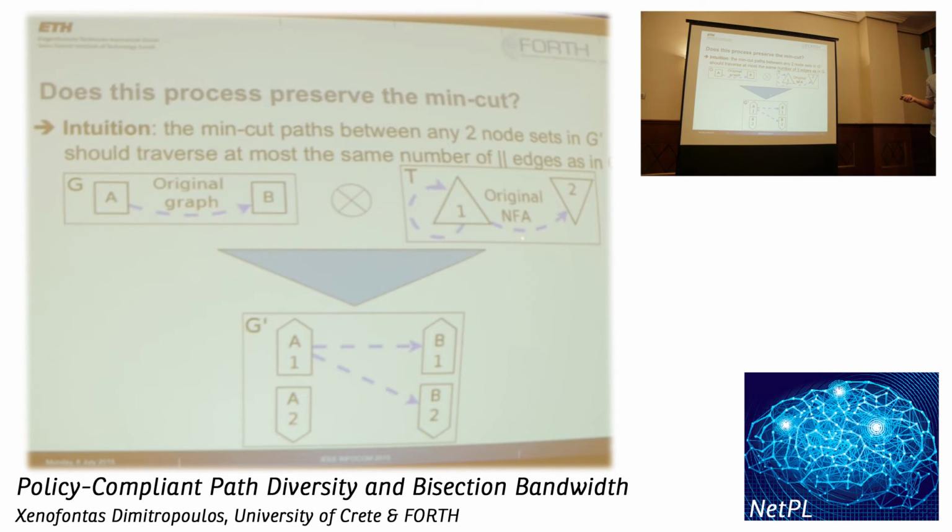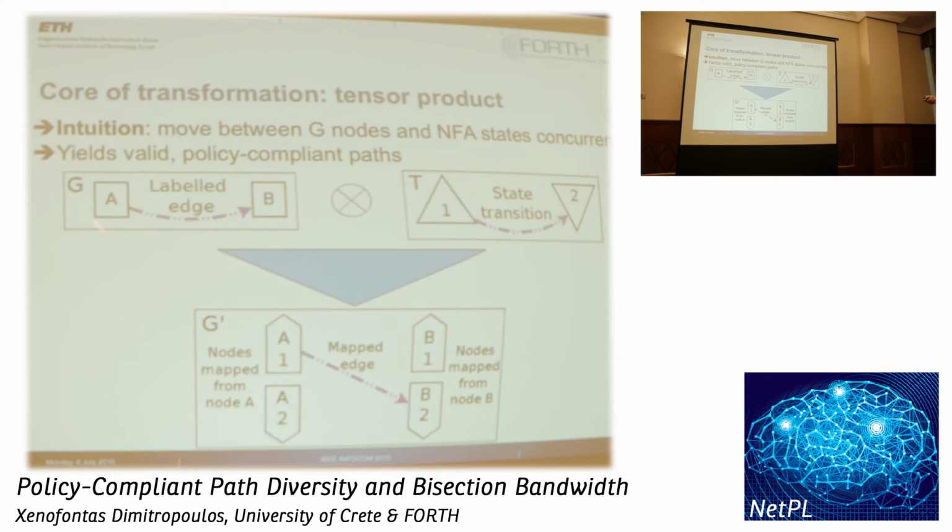So in this NFA, we are at state 1, and we go either to state 2 or we can stay at the same state, state 1. So now if we take the tensor product between these two graphs, then we get this graph, where the min cut between A and B is 2, while the min cut of this graph is just 1. So if you imagine now a graph that has different types of labels, and for different types of labels we have different NFAs, then we can get a mix of mappings like that.